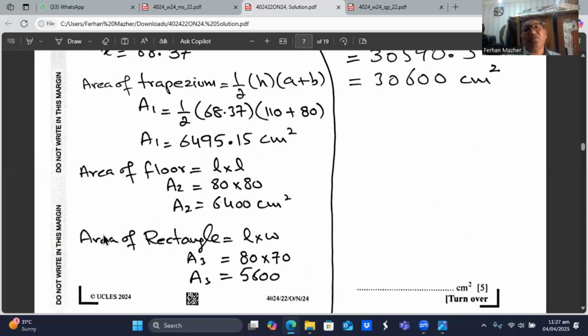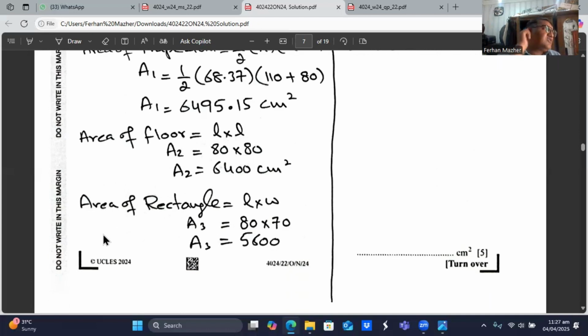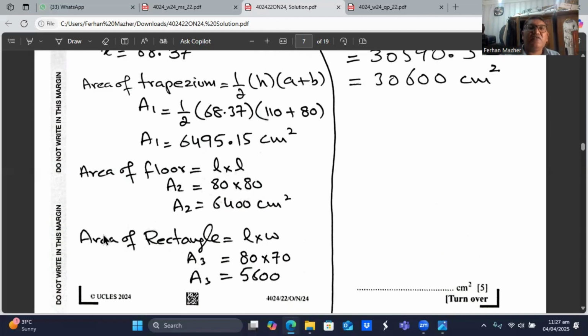Then we have the area of the two rectangles which are on the side. So the dimensions of that rectangle are 80 and 70. So 80 multiply 70, and that is 5600. Let me call it A3.